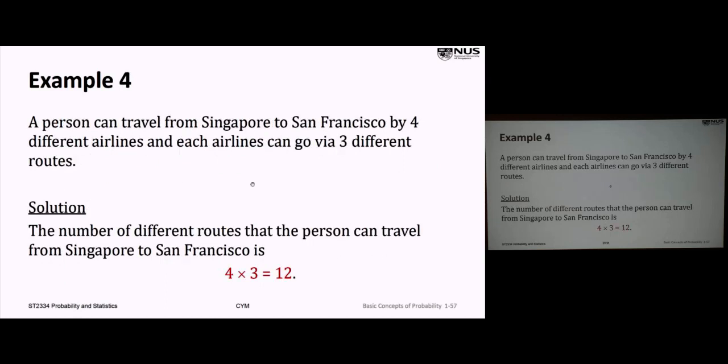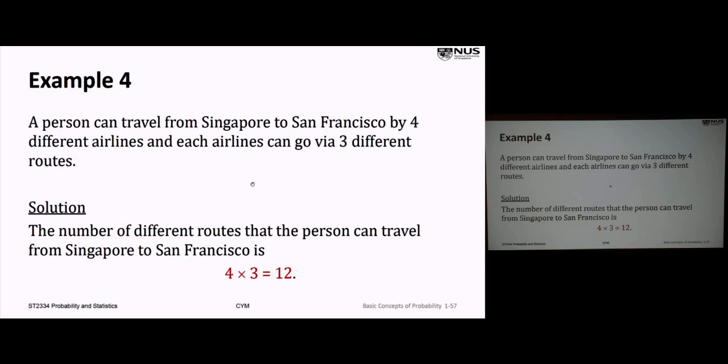Example 4. Example 4 is a little bit out of date because you can now fly direct from Singapore to San Francisco. But let's suppose you want to go from Singapore to San Francisco, and there are 4 airlines that actually do that. For each airline, there are 3 possible routes. So there are still indirect routes there. The question is, well, there's not actually a question there.